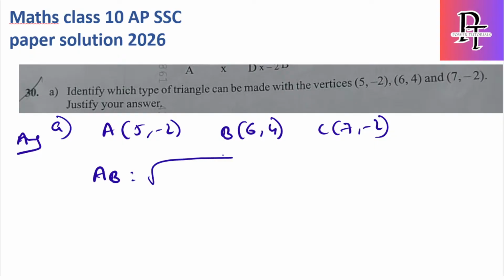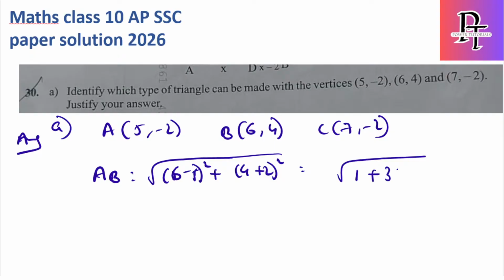AB value is root of x minus x1 whole square, so it is 6 minus 5 whole square plus 4 minus of minus 2, which becomes plus 2, whole square. So this becomes root of 1 plus 4 sixes are 36. So I got the AB value as root 37. What about BC?